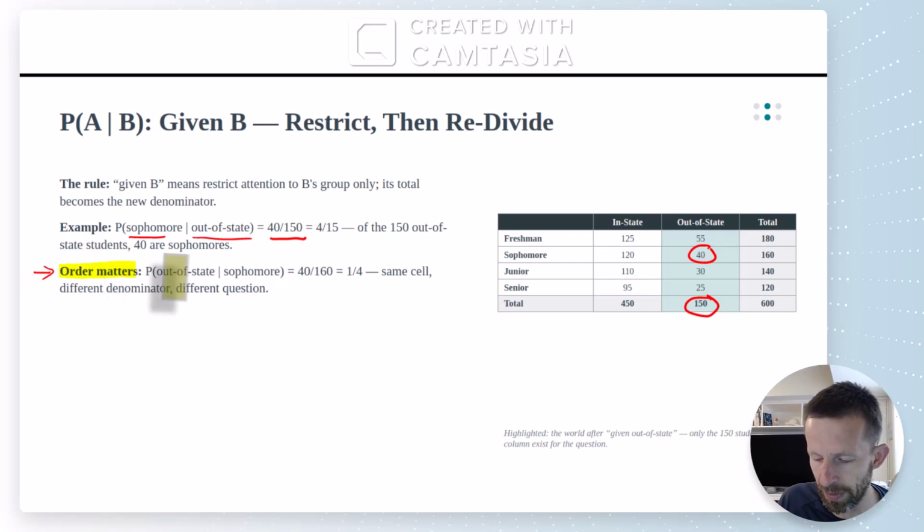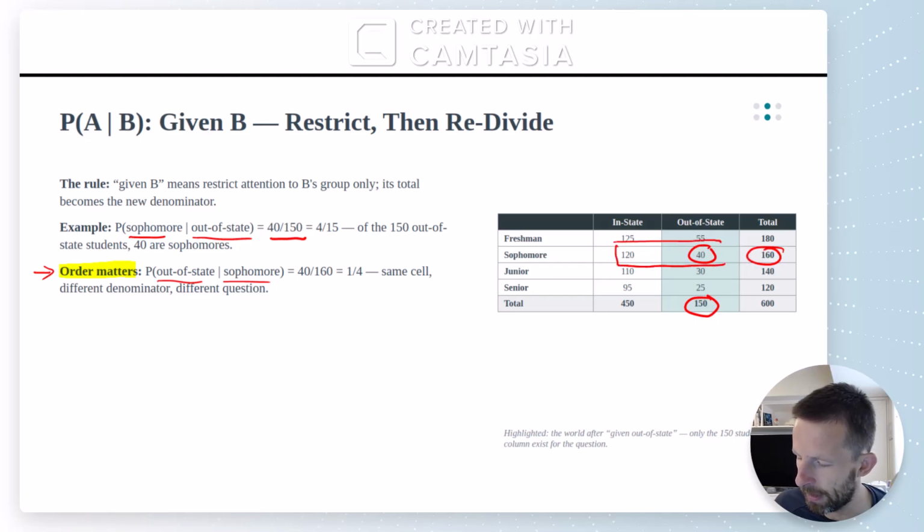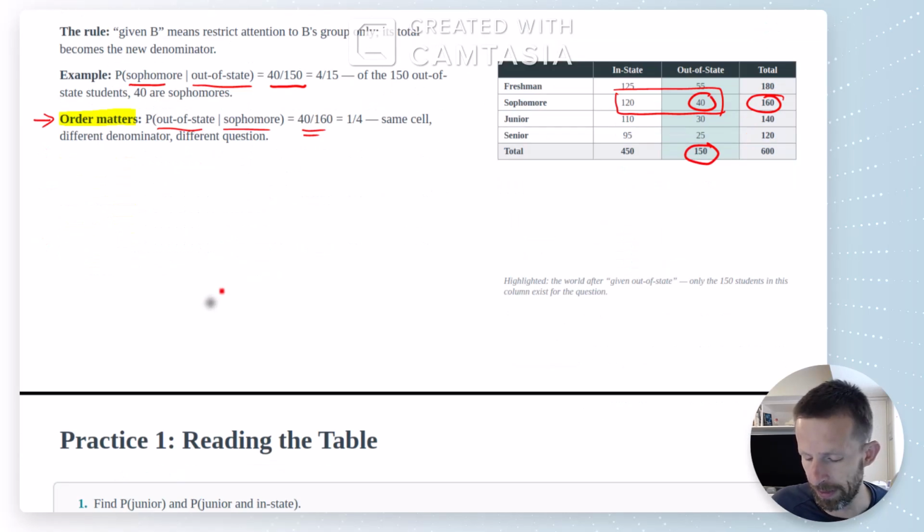I always want to read it this way, as given that. So someone is out of state given that they're a sophomore. So out of all the sophomores, how many are out of state? Out of 160, 40 are out of state. 40 out of 160 are out of state. So whatever it is, figure out what's the numerator, figure out what's the denominator.